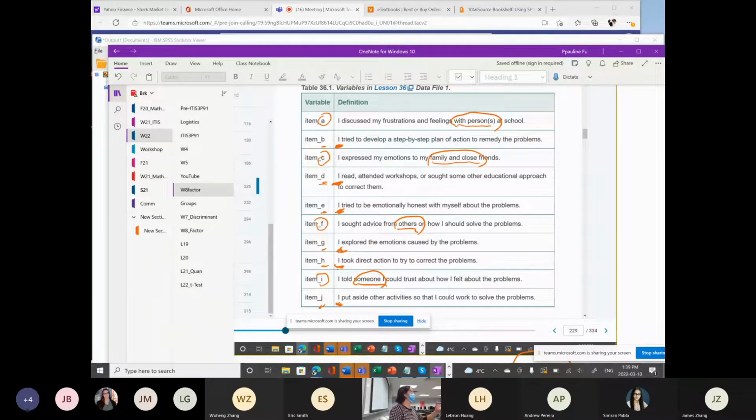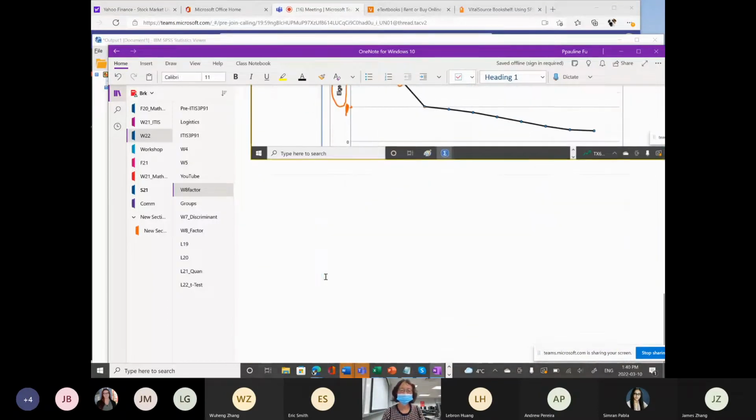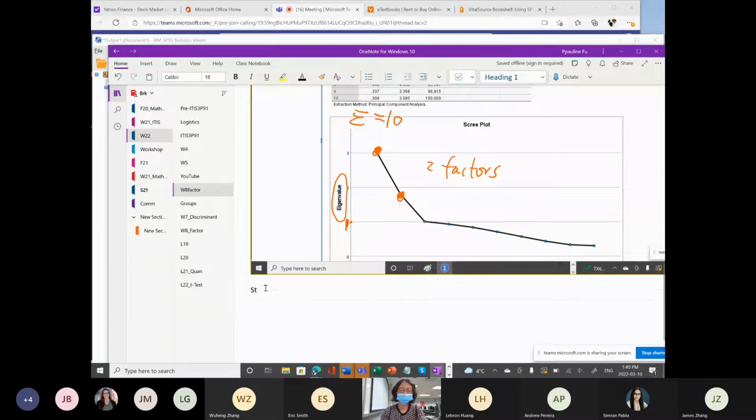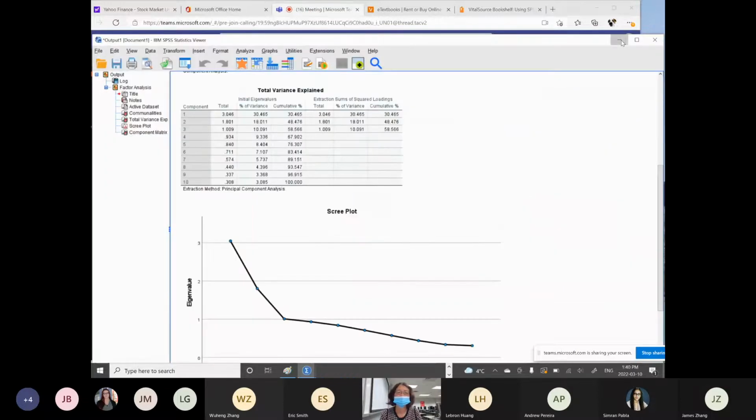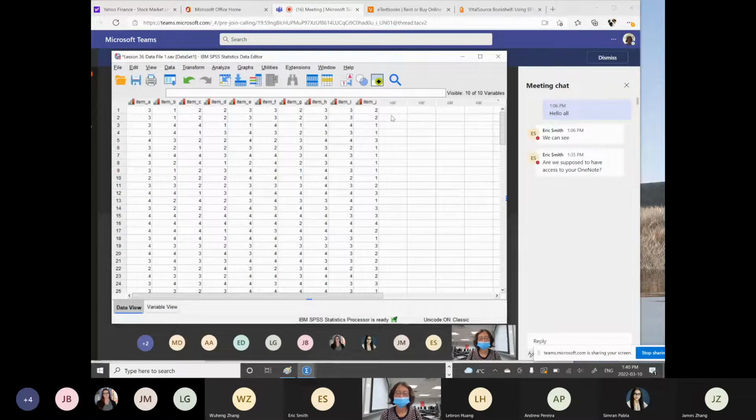But how do we let the computer tell us? Okay, item A, item C, item F, item I belong to one factor. And then item B, item D, item E, etc. belong to another factor. So this is our next stage, rotation. Is that clear? We want to let the computer give us the groups. So let's do the second stage, stage 2, rotation. All right, so go to the data again. Now we are doing stage 2, rotation.